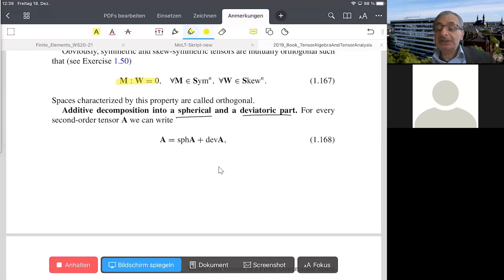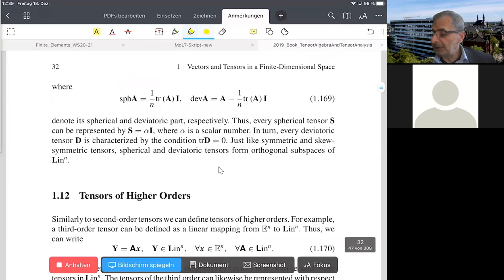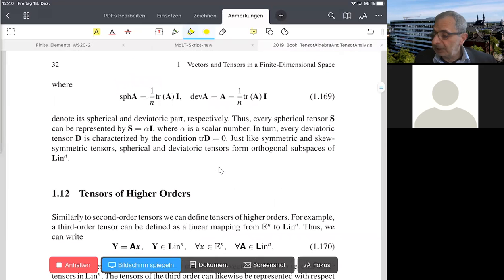That is why it makes sense, especially for small deformations, and it is done, for example, in the classical plasticity theory. The stress tensor is decomposed in this way into a spherical and deviatoric part. What does it mean? You see this notation SPH and DEV, and the spherical part is defined in the following way. We take the identity tensor I, multiply it by the trace of our tensor A, and divide by the dimension of the space. And correspondingly, the deviatoric part is the rest.